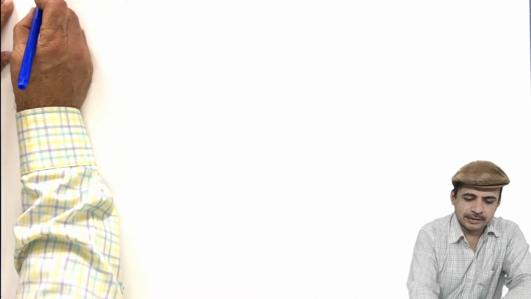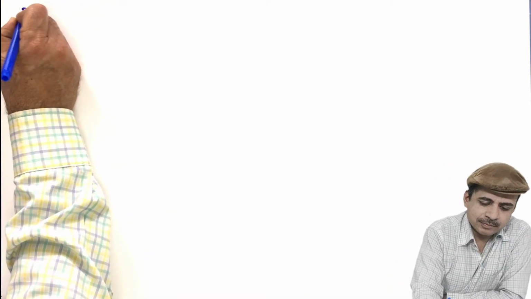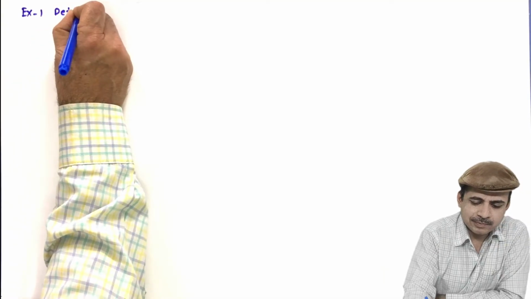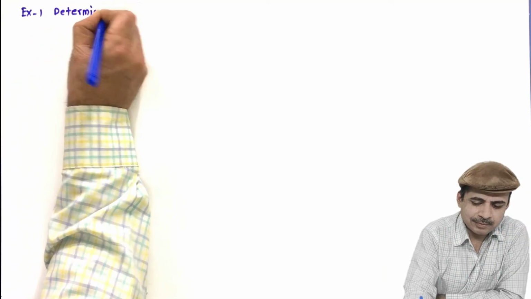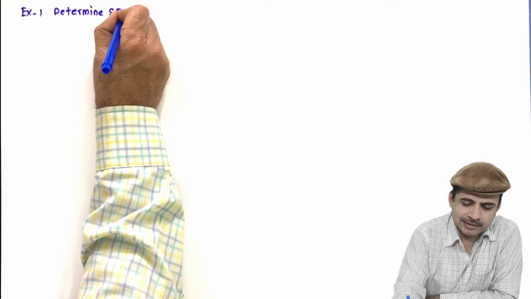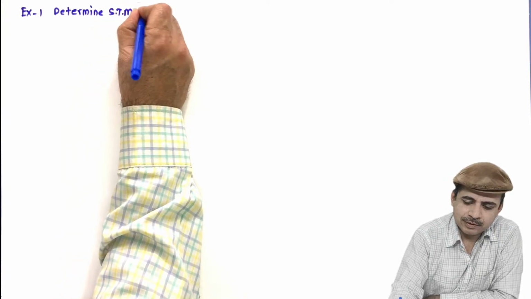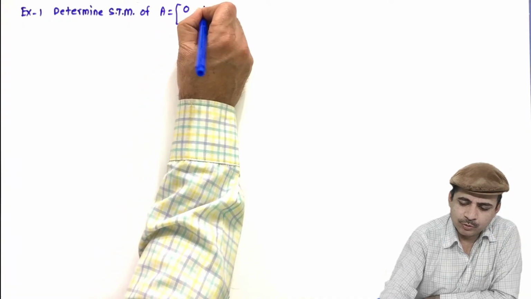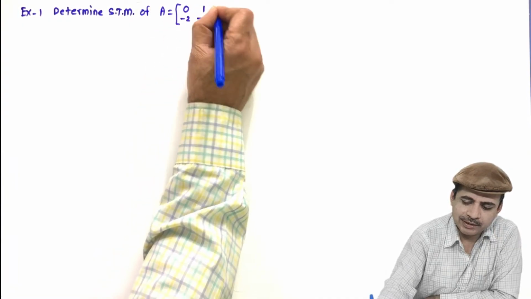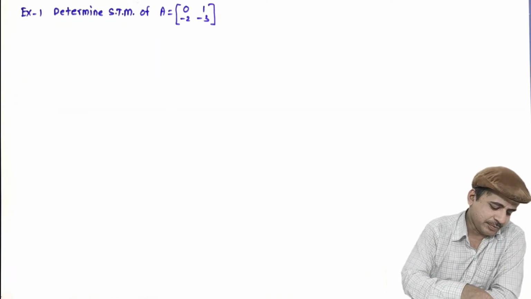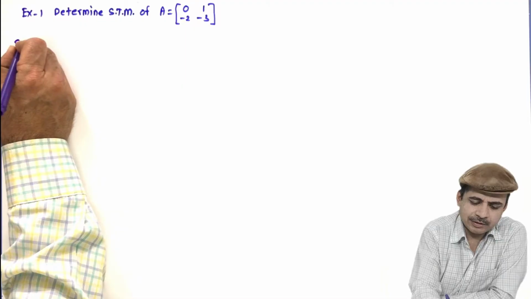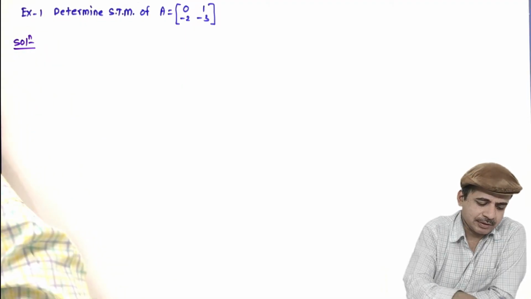So here is example 1: determine the state transition matrix of A equal to [0, 1; -2, -3] by the similarity transformation method. Let us start the solution.